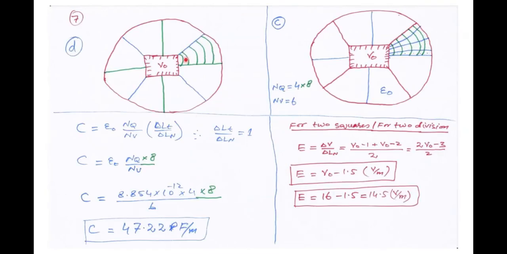So let us first draw the equipotential surfaces in one of the big flux tubes, which in figure D we have shown by green lines, that is 1, 2, 3, 4, 5. The green lines represent the equipotential surfaces in between the conducting boundaries.